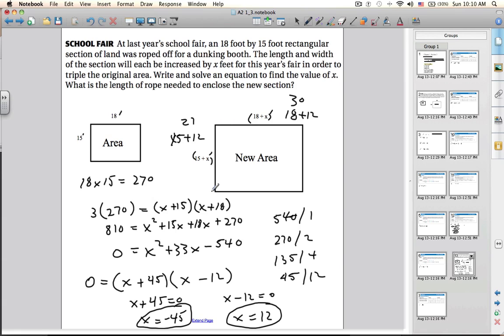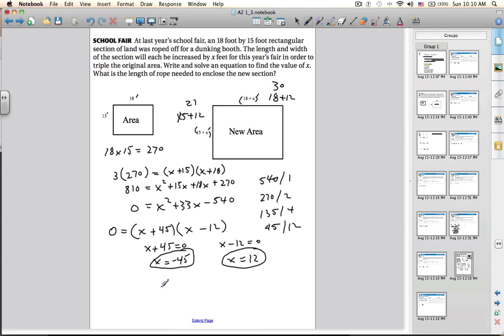So if we're talking about how much rope we need to go around, I'll have 2 times 30. Sorry, I'm going to extend my page again. I have 2 sides that are 30, and I have 2 sides that are 27. So this is 60 plus 54. That's going to be 114 feet. That's the amount of rope I need to go around this area, which is 3 times the size of that area.